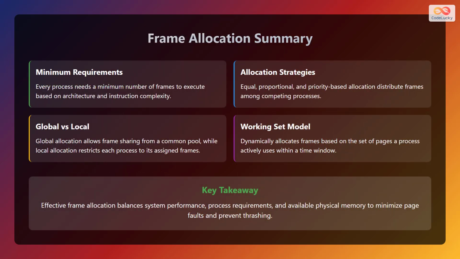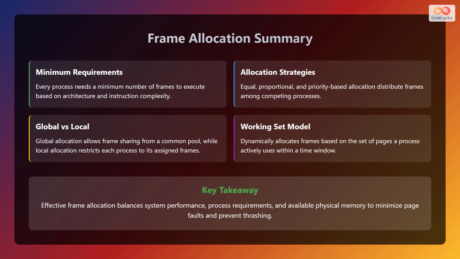Let's recap the key points of frame allocation. First, every process needs a minimum number of frames to execute, based on its architecture and instruction complexity. Then, allocation strategies like equal, proportional, and priority-based allocation help to distribute frames among competing processes. Global allocation allows processes to share frames from a common pool, while local allocation limits processes to their own assigned frames. Finally, the working set model dynamically allocates frames based on the pages a process actively uses within a given time window.